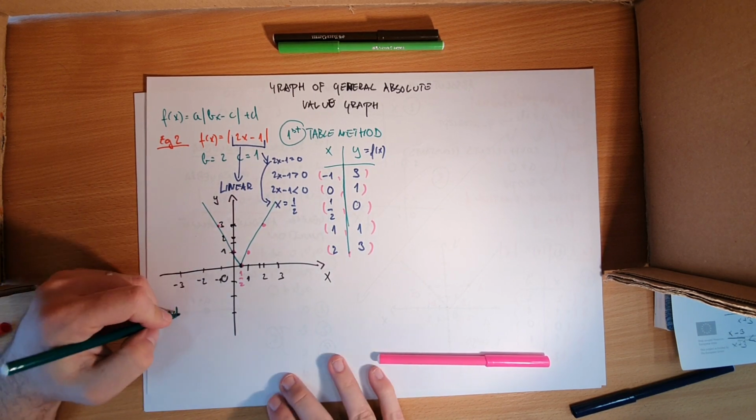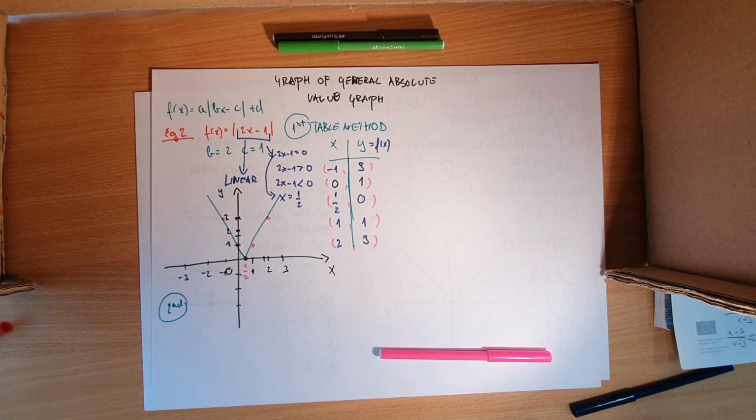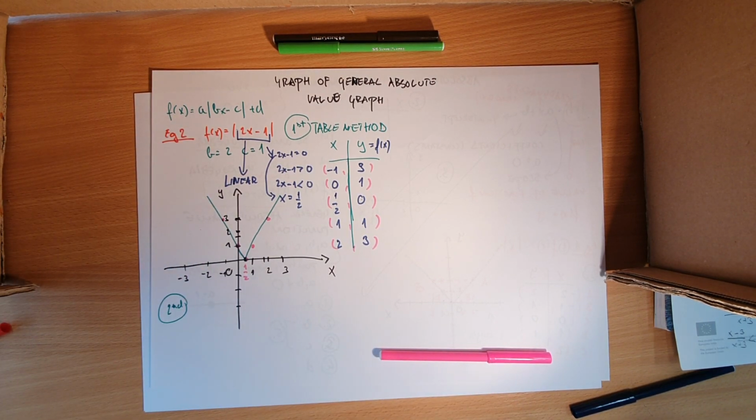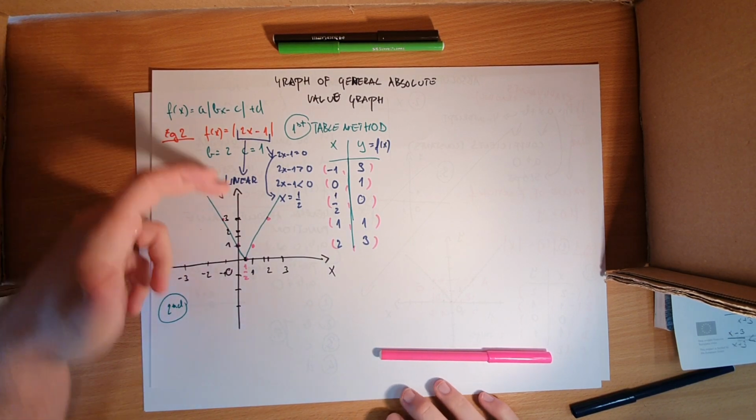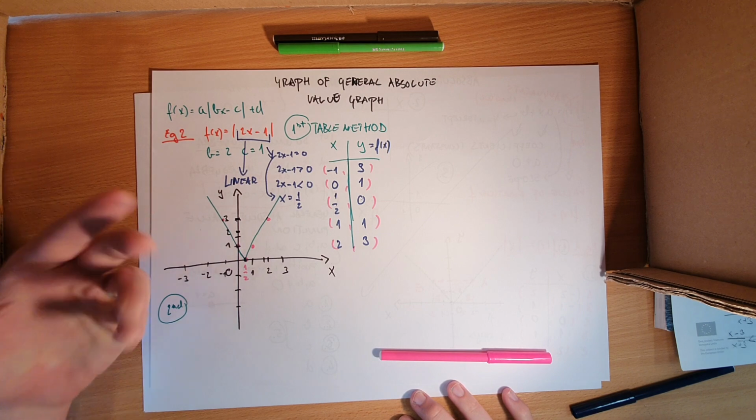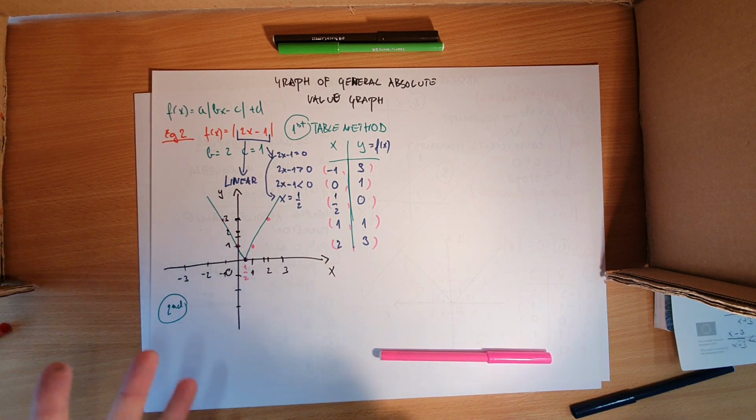Let's go with the second method now. And this is going back to the idea of linear functions. Now, what does this method do? How does this method work? Well, you're given f of x is absolute value of 2x minus 1. This means you can use 2x minus 1 as a linear function, which then basically you can draw. You can draw 2x minus 1. Okay? So let's draw it.